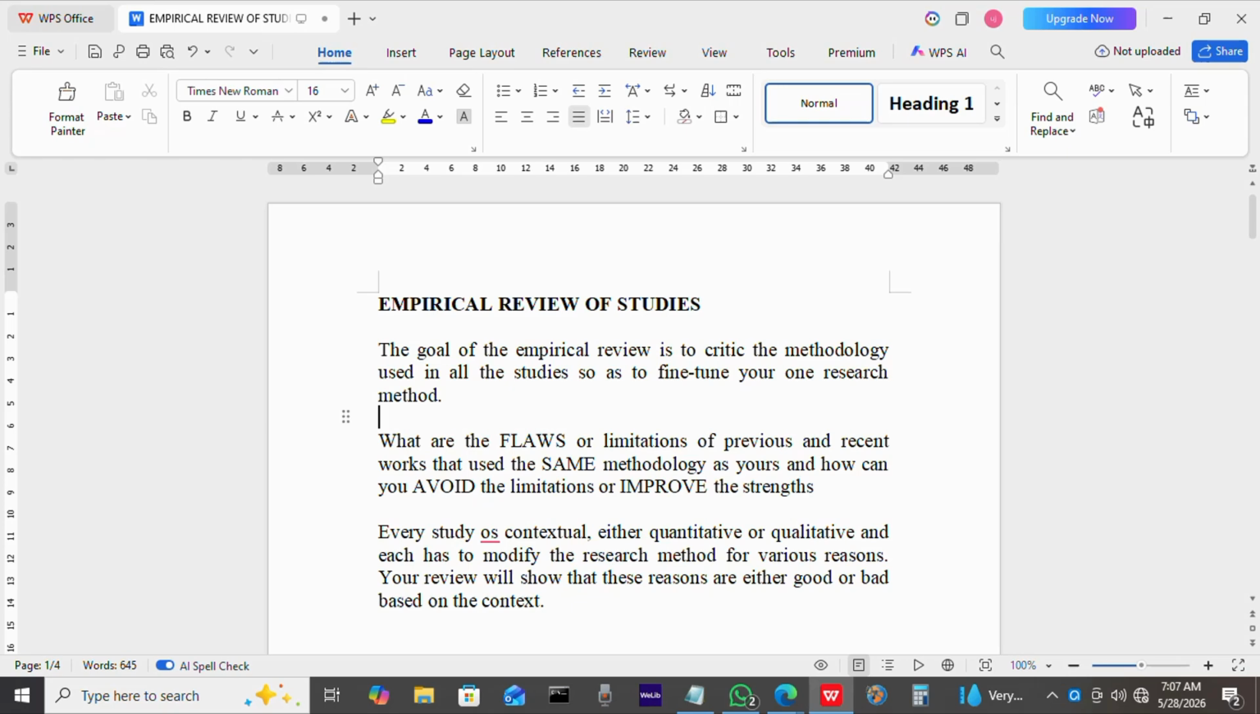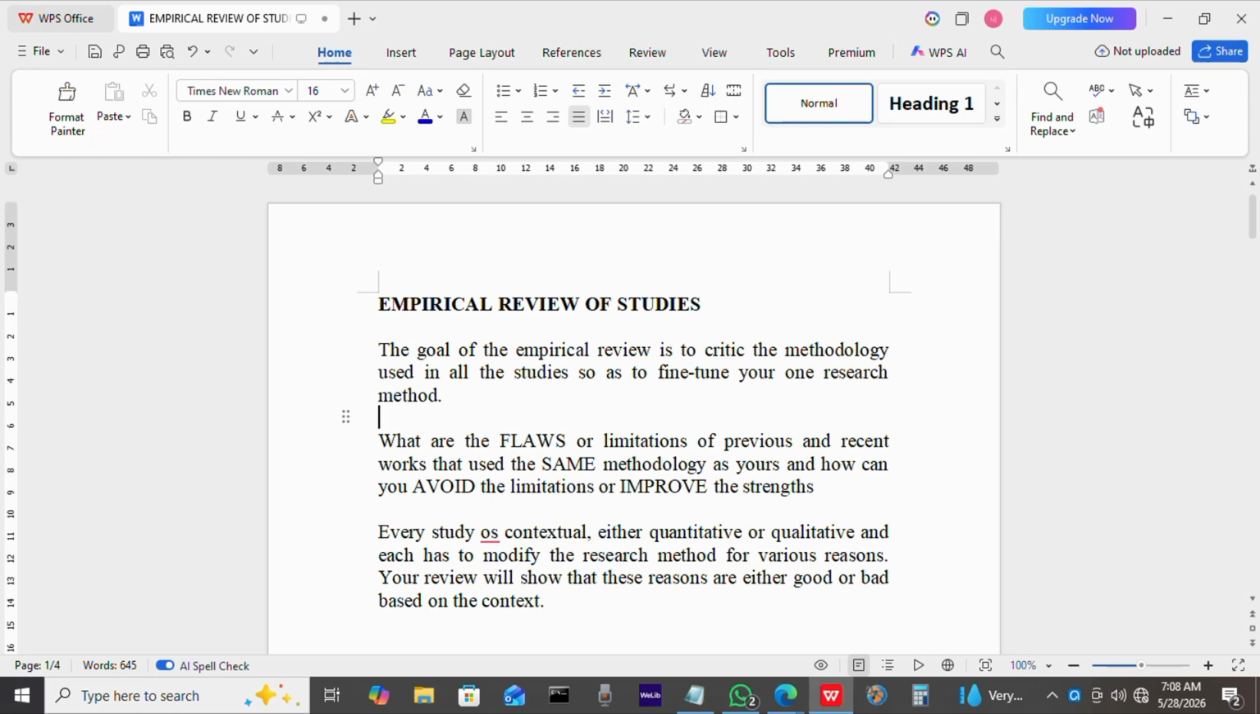Now, the idea of empirical review of studies, many people just think that it is just to gather studies and paste. That is why the postgraduate school will always ask for, I think, 15 studies for undergrad, for masters, then I think 30 for PhD, depending on the school. They want to see the gaps. In fact, research is all about methodology. So this section is very, very critical.